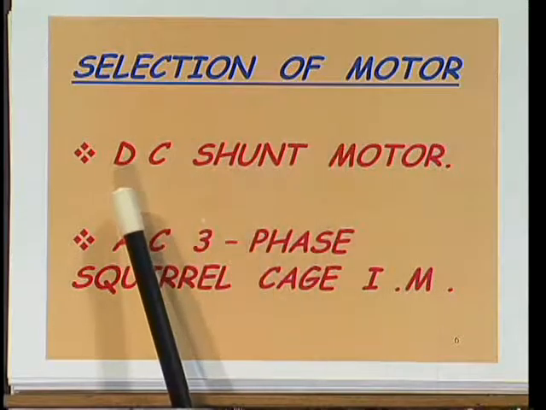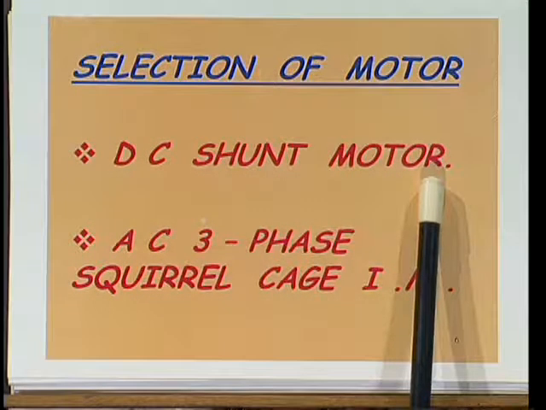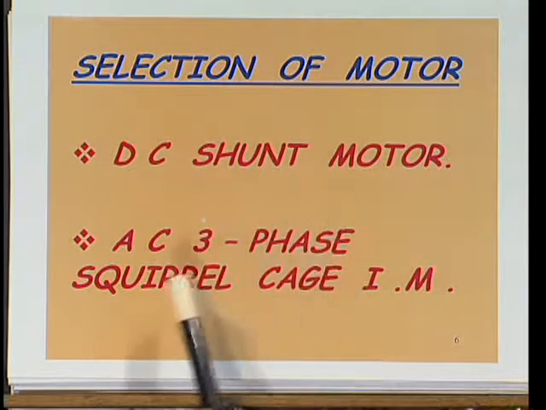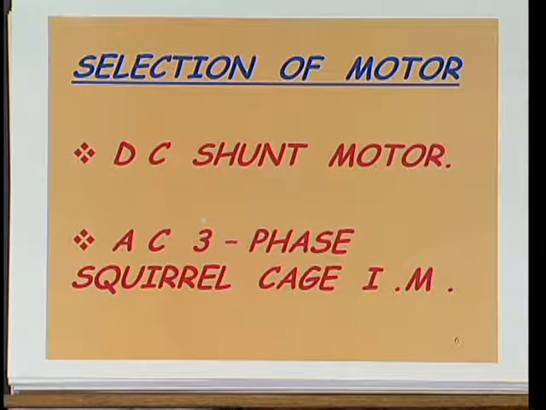So the selection of motor is DC shunt motor, AC 3-phase squirrel cage induction motor. The DC shunt motor is most widely used because it gives approximately constant speed, and similarly for AC supply, the squirrel cage induction motor is most widely used for this particular drive: the lathe, grinding and milling machines.